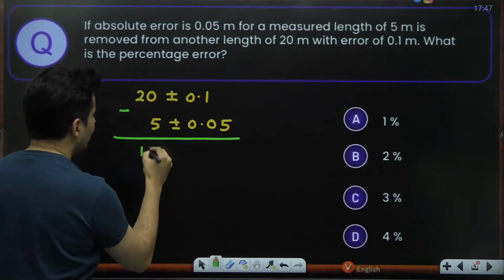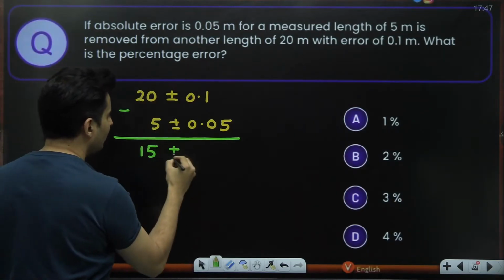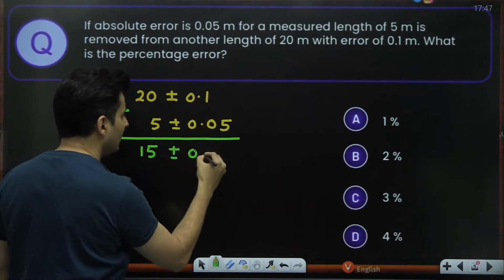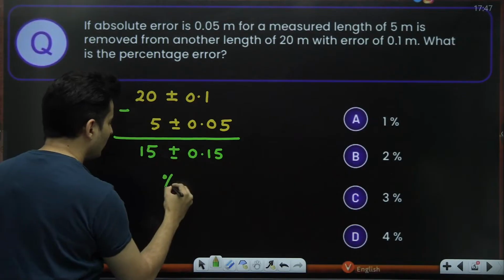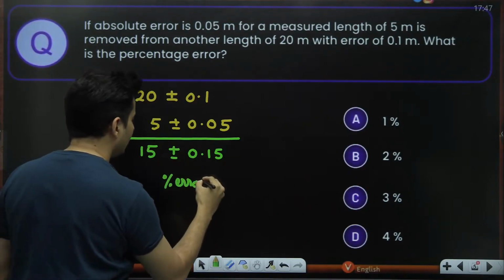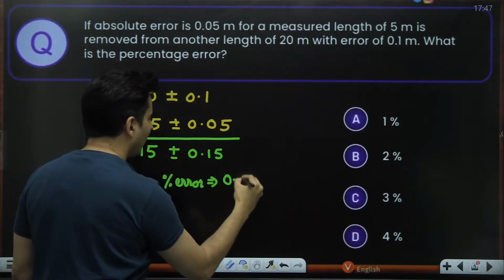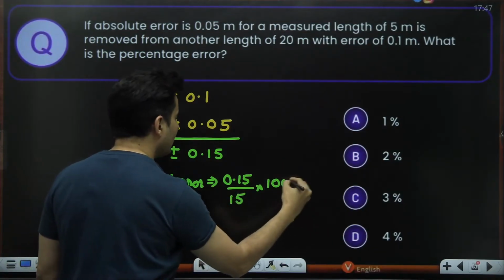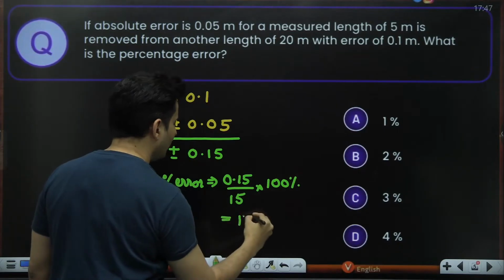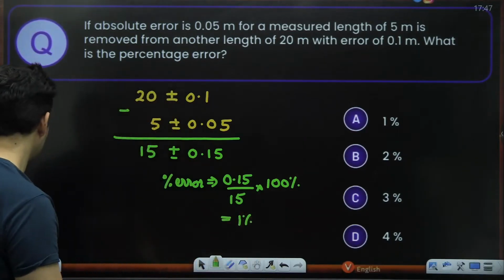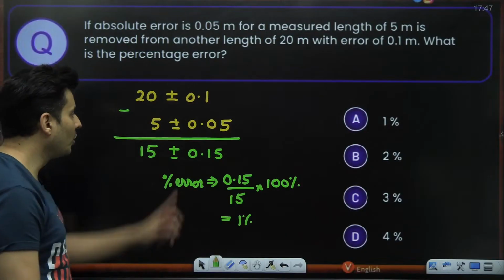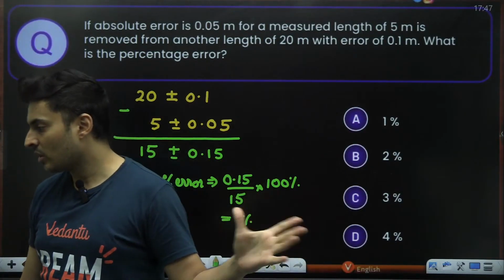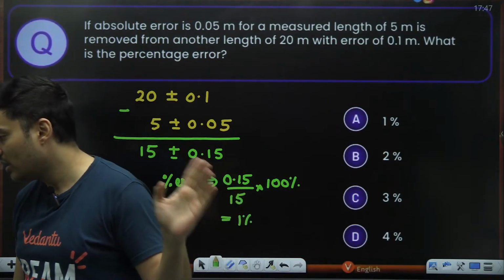So 20 minus 5 is 15, but absolute errors never ever subtract, they always add. So this will be 0.15. If you are talking about percentage error in the final result, it will be the error, which is 0.15, divided by the mean value, into 100. That is just going to be 1%, my dear students, which is obviously option A. I hope you did not make that silly mistake and subtract the error by mistake. Never ever subtract it. No, it is not option D, it is option A.